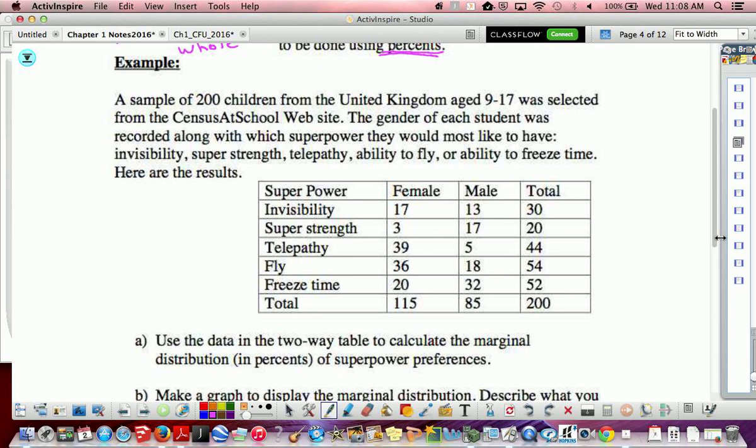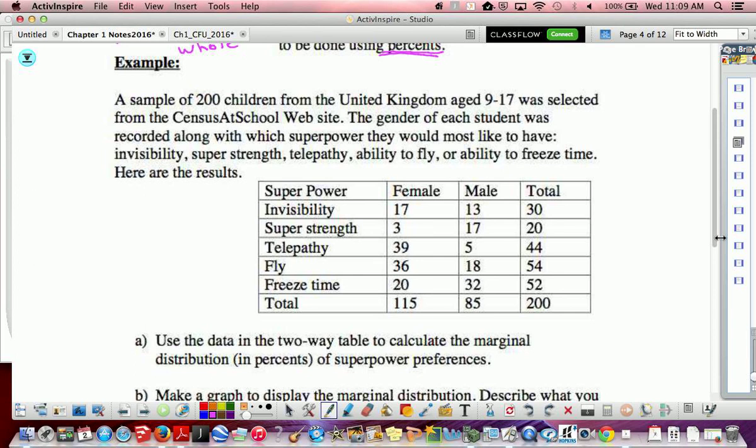So we can say how many females and how many males and how many total prefer invisibility. Same thing for super strength, telepathy, flying, and freeze time. We can see how many total females there were, how many total males there are, and again, our table total right here.